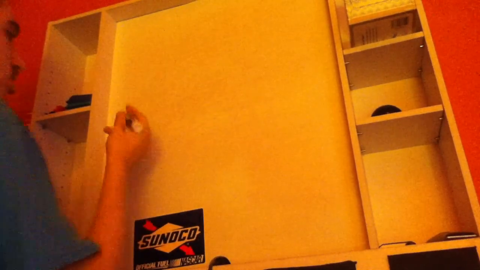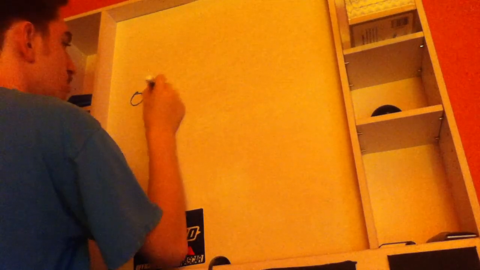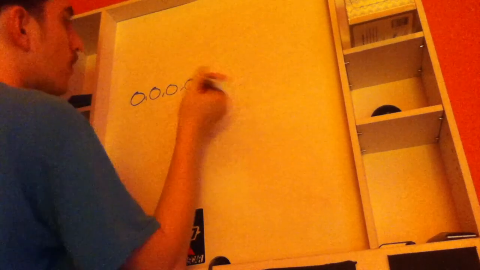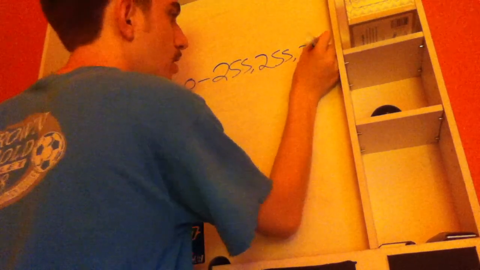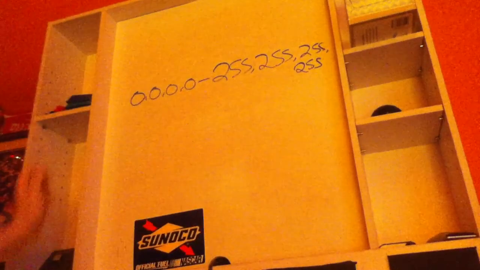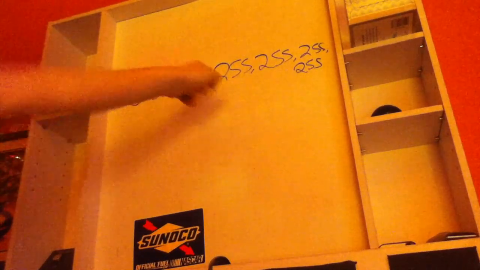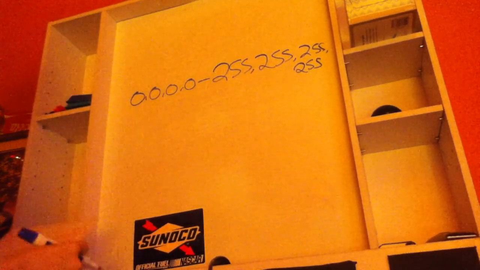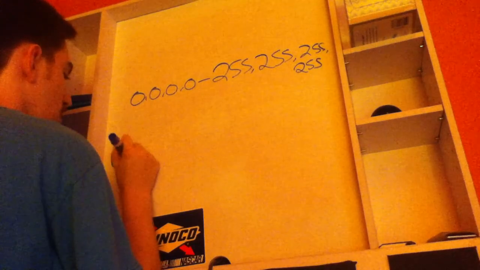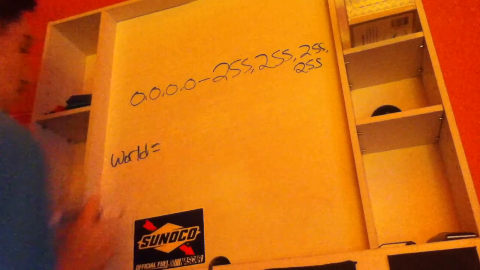Okay, so IP addresses. We all know that the official range is 0.0.0.0 to 255.255.255.255. There is the range of IP addresses. How many total IP addresses are there in the entire world? Let's figure this out.